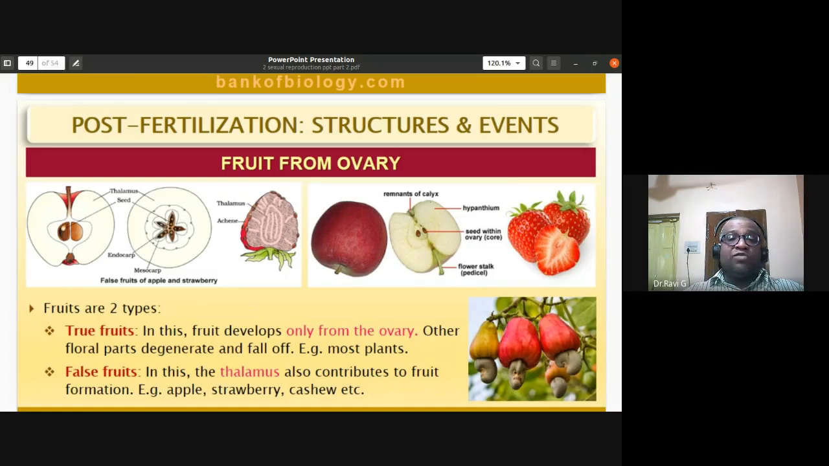Now, there are examples of false fruit. A very good example for that is apple. In this diagram, you can notice that in apple, the membranous part of it, the core of the apple, is the genuine fruit.